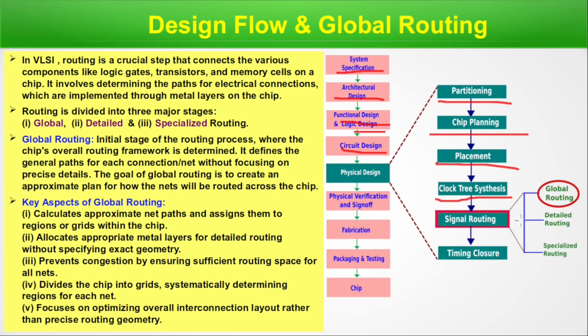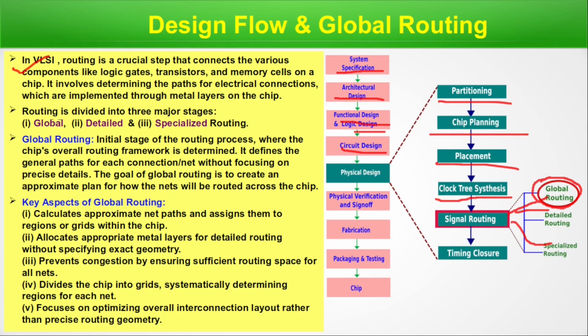And now signal routing. Signal routing has 3 steps: global routing, detailed routing and specialized routing. In this episode, we are concentrating on global routing. So in VLSI, routing is a crucial step that connects the various components like logic gates, transistors and memory cells on a chip. It involves determining the paths for electrical connections which are implemented through metal layers on the chip. In partitioning, the area is partitioned. In placement, modules are placed. Now they need connection. How that is done, that method is called routing.